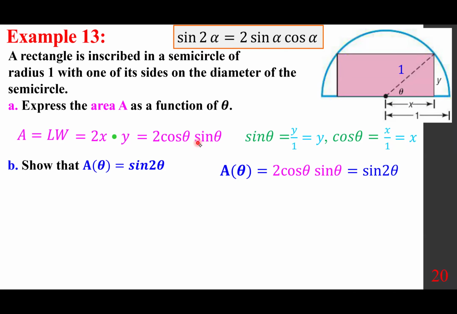It's pretty straightforward. There's really not much anybody can do. It's just the formula.